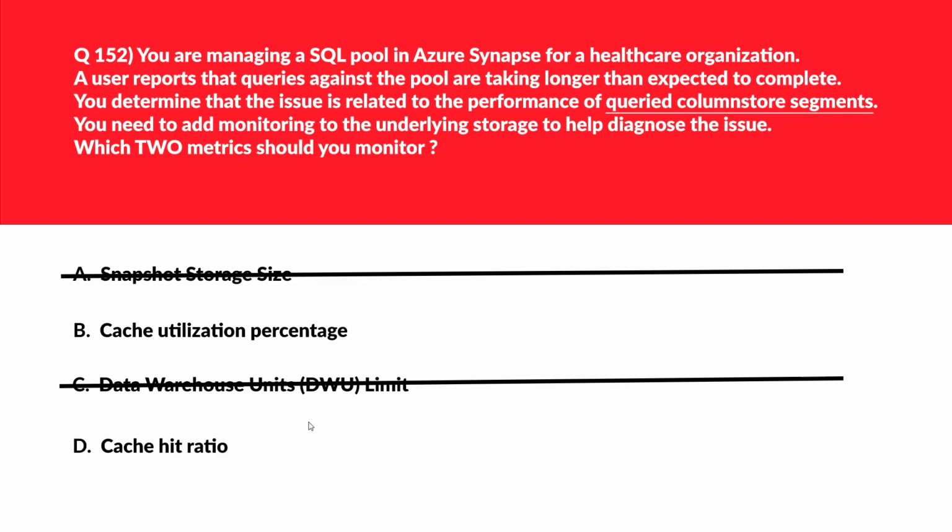We'll move to option D. D says cache hit ratio. Monitoring the cache hit percentage helps identify how often the data is being retrieved from the cache, which affects query performance. That being said, it is another right answer. We'll lock option B and D as the correct answers.